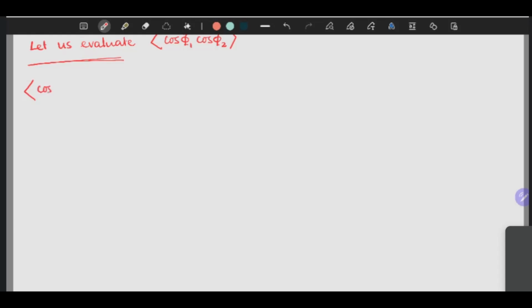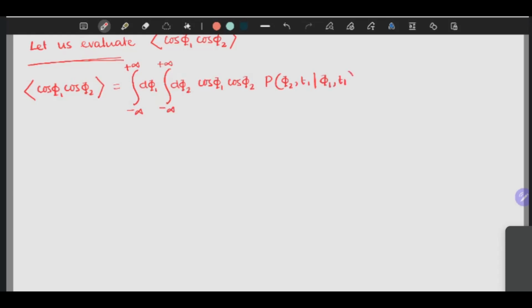average of cos phi 1 cos phi 2 will be minus infinity to plus infinity d phi 1 and minus infinity to plus infinity d phi 2 cos phi 1 cos phi 2, and then the probability, let's say transition probability from phi 1 at t1 to phi 2 at t2, and phi 1 t1 from phi naught t naught. This is the probability, right?